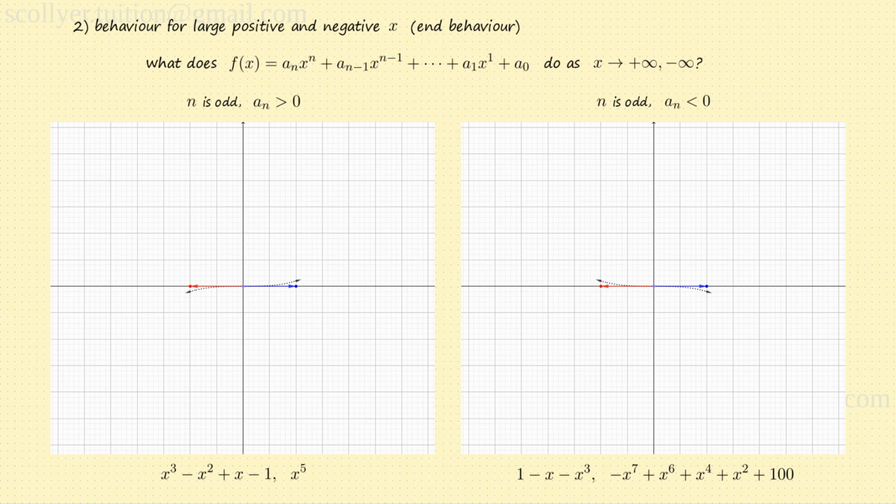And now we consider the cases where n is odd. In this case, when the leading coefficient is positive, f of x tends to negative infinity as x tends to negative infinity, and f of x tends to positive infinity as x tends to positive infinity. And when the leading coefficient is negative, f of x tends to positive infinity as x tends to negative infinity, and f of x tends to negative infinity as x tends to positive infinity.